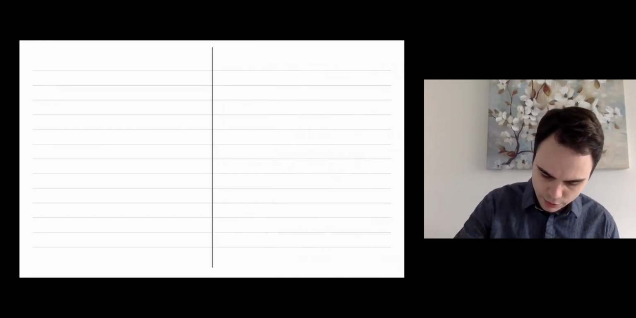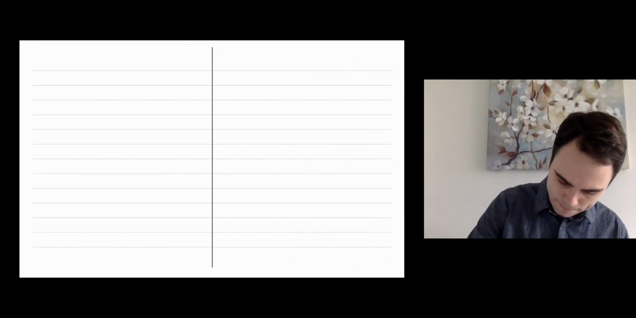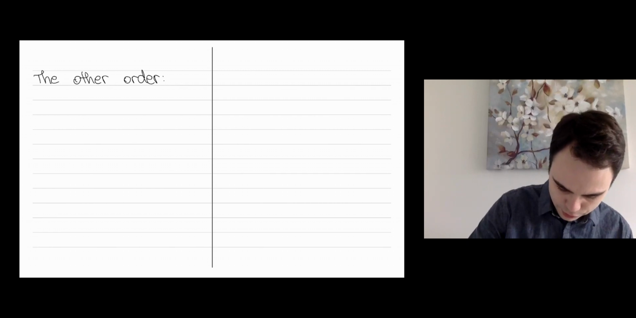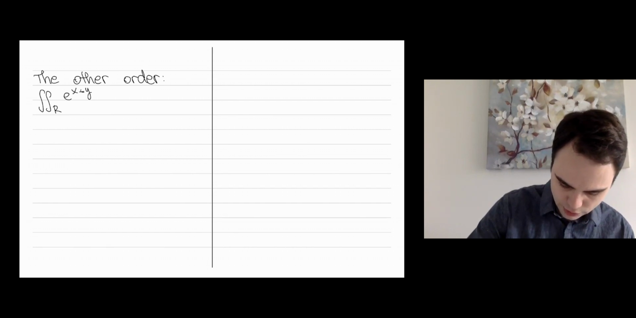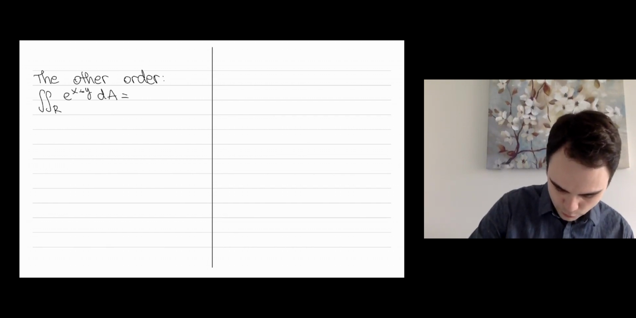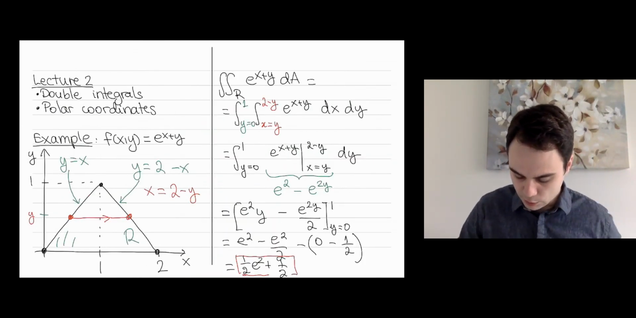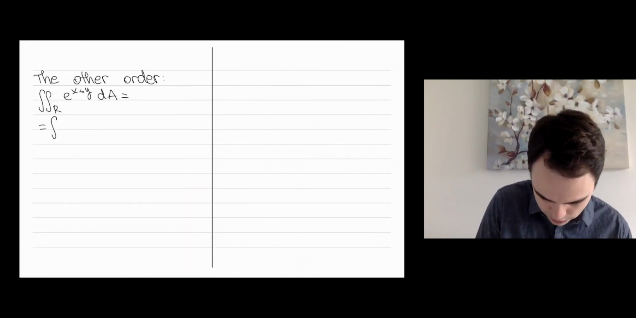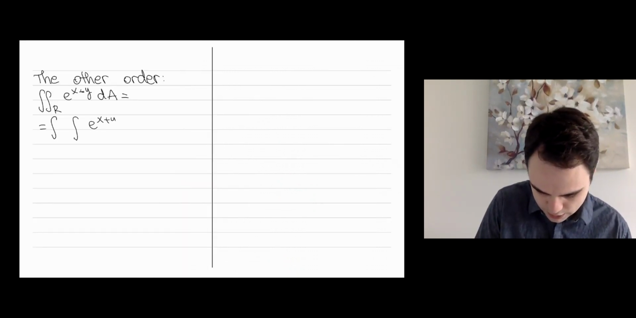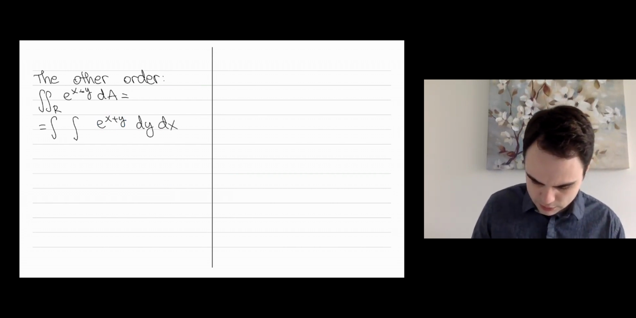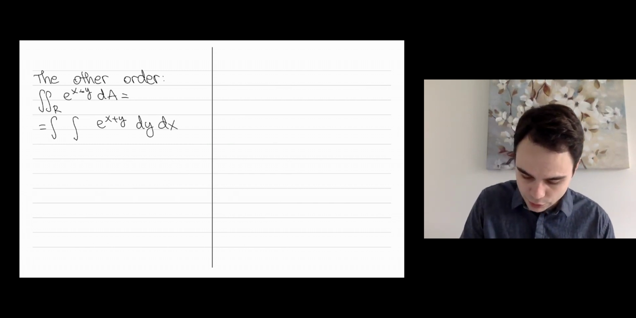So let's think about that for a while. So let's look at the other order. So the double integral that we had before, over that triangle R, dA. If we were to compute it in the other order, so instead of dx dy, we had dy dx, it would be the integral of e to the x plus y dy dx.